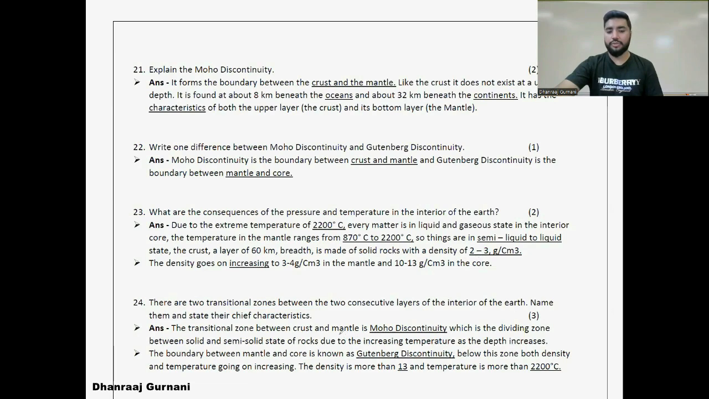The transitional zone between the crust and the mantle is called the Moho discontinuity, which is the dividing zone between solid and semi-solid state of rocks due to increasing temperature as the depth increases. Between the crust and the mantle, the Moho discontinuity is the dividing zone between solid and semi-solid state of rocks. It is due to increasing temperature as the depth increases. And the boundary between the mantle and the core is known as the Gutenberg discontinuity.